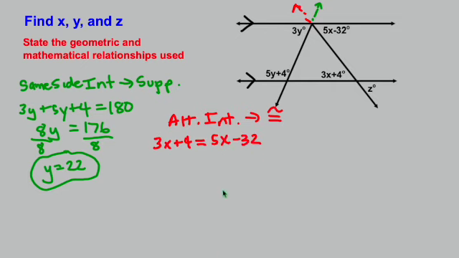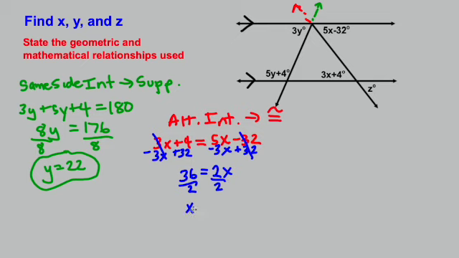So I'm going to go ahead now and I am going to add 32 to both sides, add 32 over here as well, and I'm going to subtract 3x on both sides. So if I take 4 and 32, I get 36. And on this side, 5x minus 3x is 2x. And of course, my 3x is gone here, my negative 32 is gone here. So I have 2x equals 36. Now I divide by 2. And I'm going to get x equals 18.